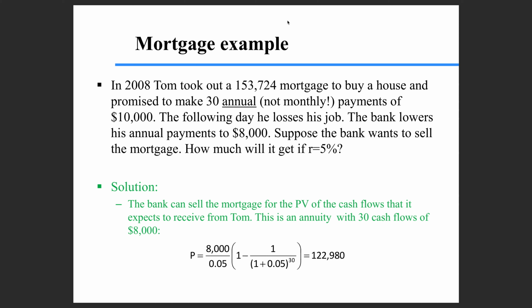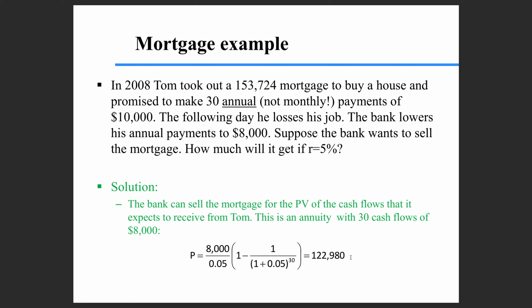And these cash flows are always the same. $8,000 every year for 30 years. Again, go back to the annuity formula and see how we plug numbers from the problem into the formula. C is equal to 8,000. R is 5%. Number of payments is 30 in this example. The present value of this mortgage is $122,980.